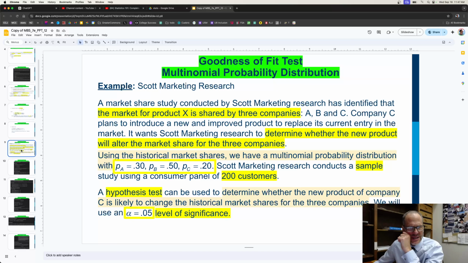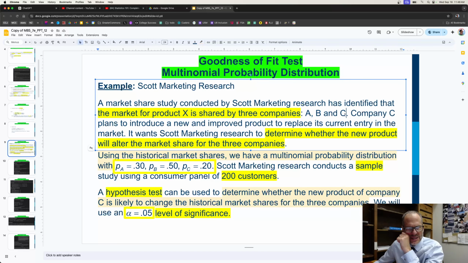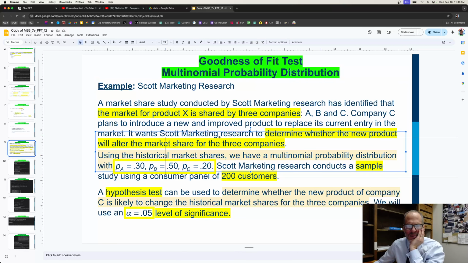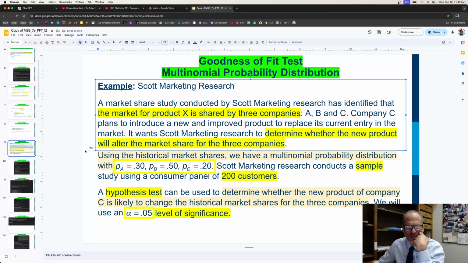A market share study conducted by Scott Marketing Research has identified that the market for product X is shared by three companies. So product X is shared by companies A, B, and C. Company C is going to introduce a new and improved product to replace its current product in the market. It wants Scott Marketing Research to determine whether the new product will alter the market share for the three companies.